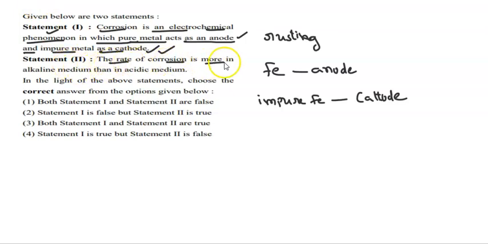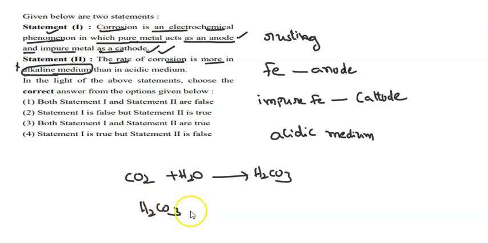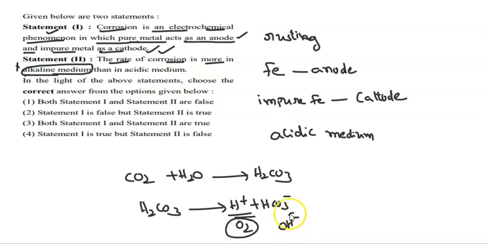Statement 2: the rate of corrosion is more in alkaline medium. It is wrong. It is more in acidic medium, because in air CO2 is there, which reacts with water vapor to give H2CO3, and this H2CO3 is a weak dibasic acid, which dissociates as H plus and HCO3 minus. In the presence of H plus, O2 undergoes reduction to form OH minus. That's why rusting takes place more easily in acidic medium. In alkaline medium, it is wrong. Statement 1 is true, statement 2 is false. Option 4 is the correct answer for the given question.